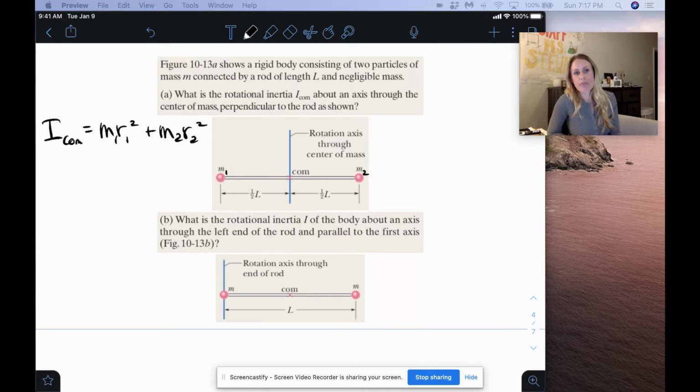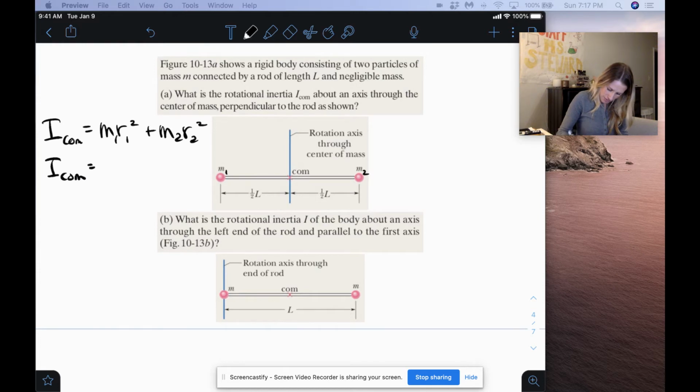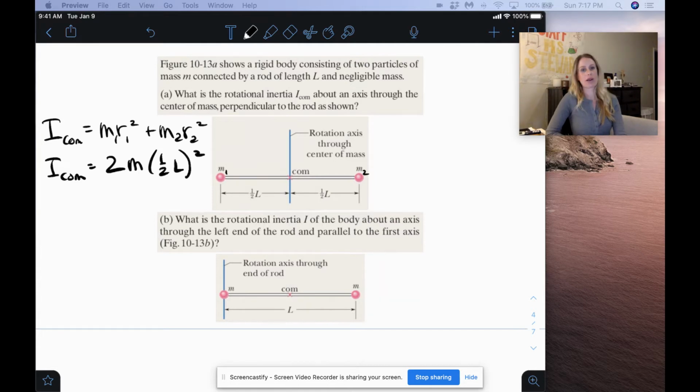Now R for both of these things is just the distance from the mass to the axis of rotation. You can see that the R for both is just 1/2 L. And the masses are the same also. So really all we get here is ICOM equals 2 times M times 1/2 L, and then we're going to square that whole thing because they're both mass M. Both R's are 1/2 L, so that's why I just have 2 times M times 1/2 L squared.